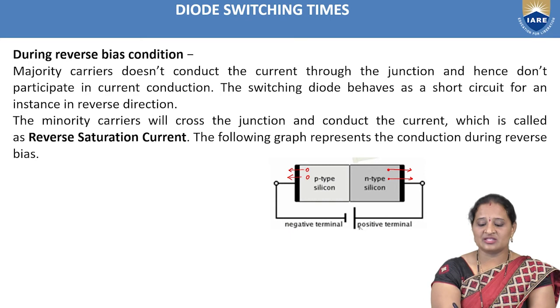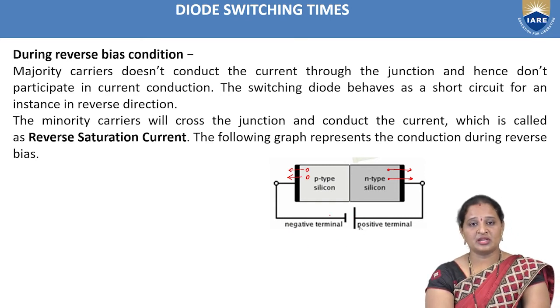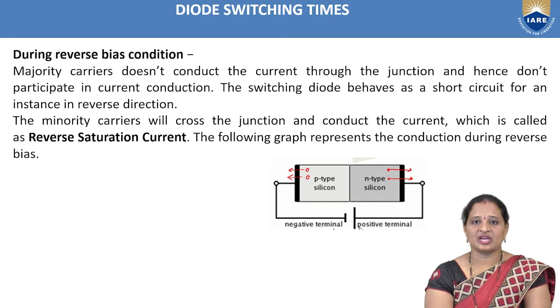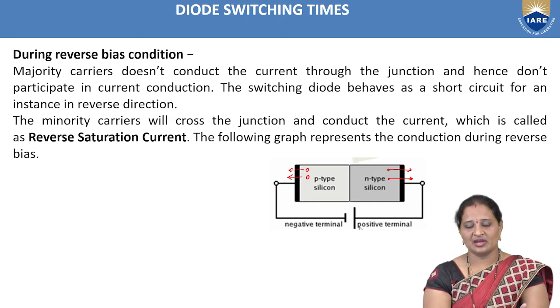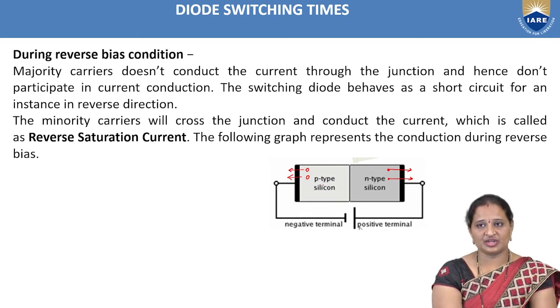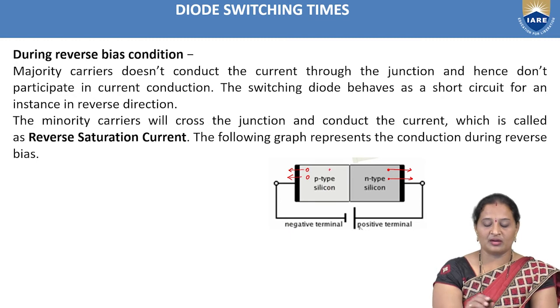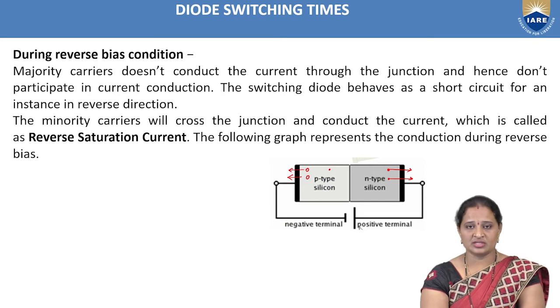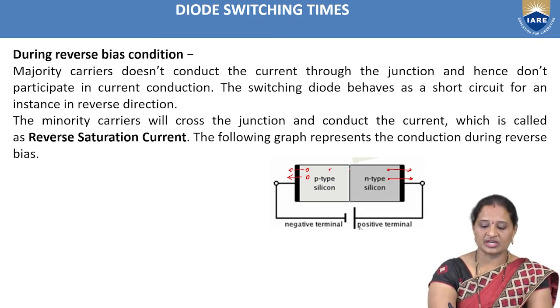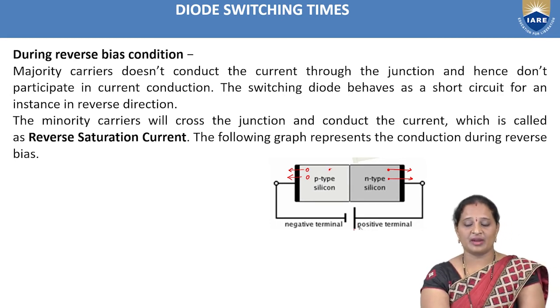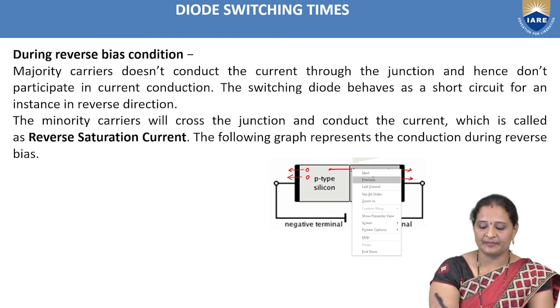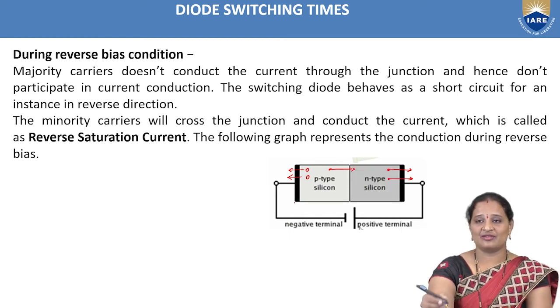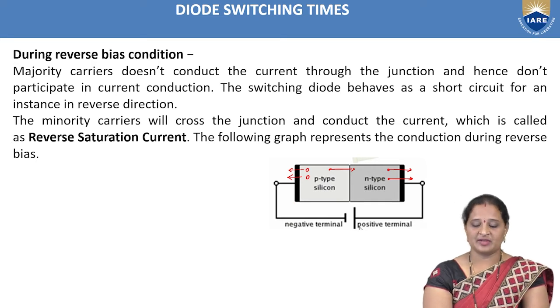attracted by the positive terminal of the battery. So the majority charge carriers are moving away from the junction and are moving towards the terminals of the battery. Whereas the minority charge carriers, in p-type, are electrons, which will now try to cross the junction because these minority charge carriers are attracted by the positive terminal of the battery, and they will be entering into the n-type semiconducting bar.